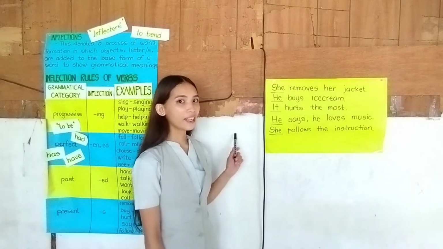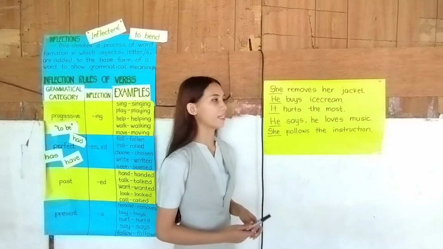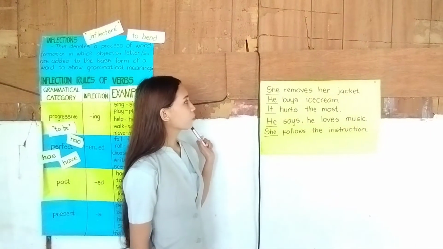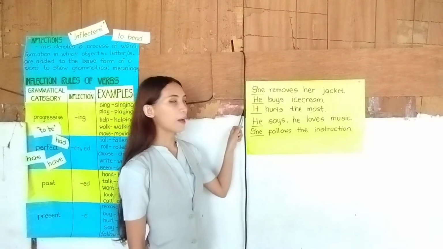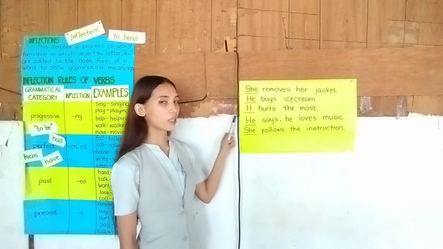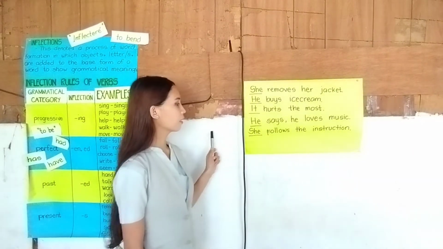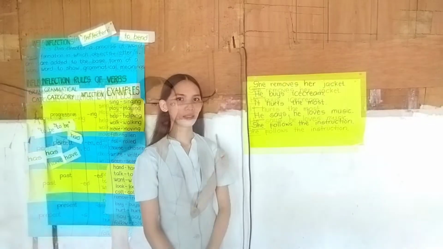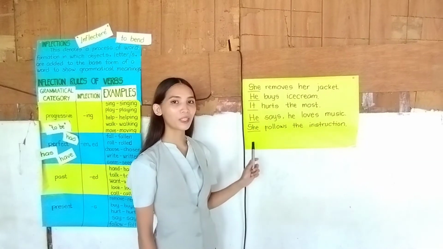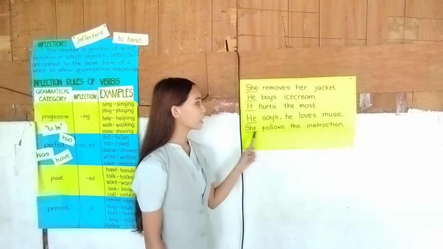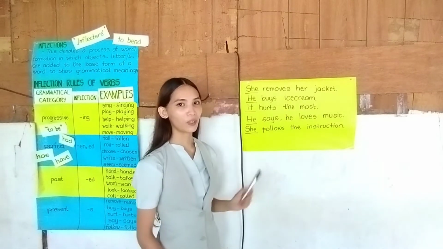And here are some examples of words inflected with s in sentences. First, we have she removes her jacket. He buys ice cream. It hurts the most. He says he loves music. She follows the instructions. As you can see, the underlined words here are the third person followed by the verbs that are inflected with s to make the sentence into the present form.